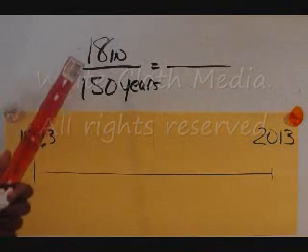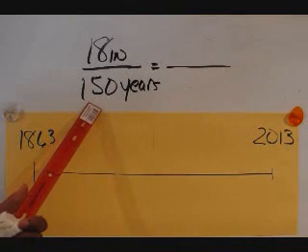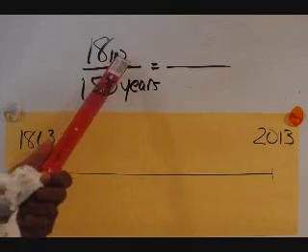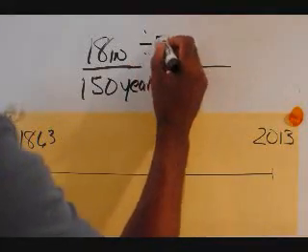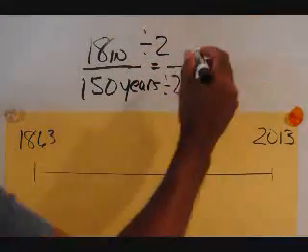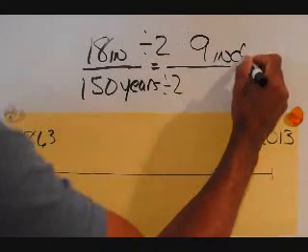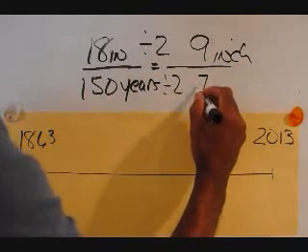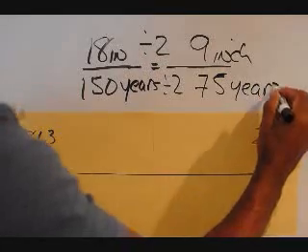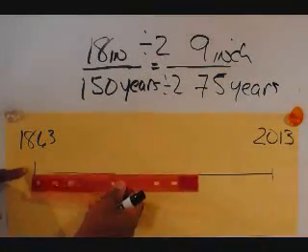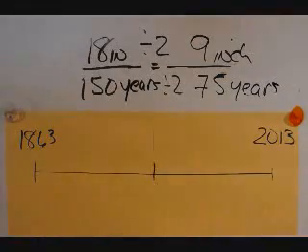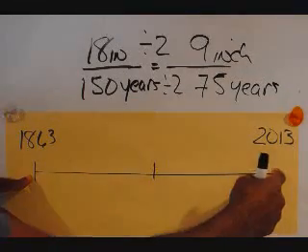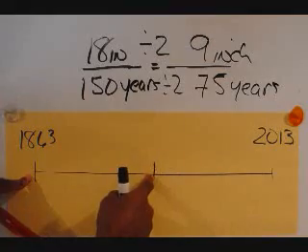Well, we know if 18 inches is 150 years, we have to find a number that we can divide equally into both of these numbers. Well, first thing, I can divide by 2. So that means that 9 inches has to represent 75 years. So if we go from here to here, 9 inches, then this spot in the middle has to be 75 years from here. 18 inches is 150 years, so half of that must be 75 years.